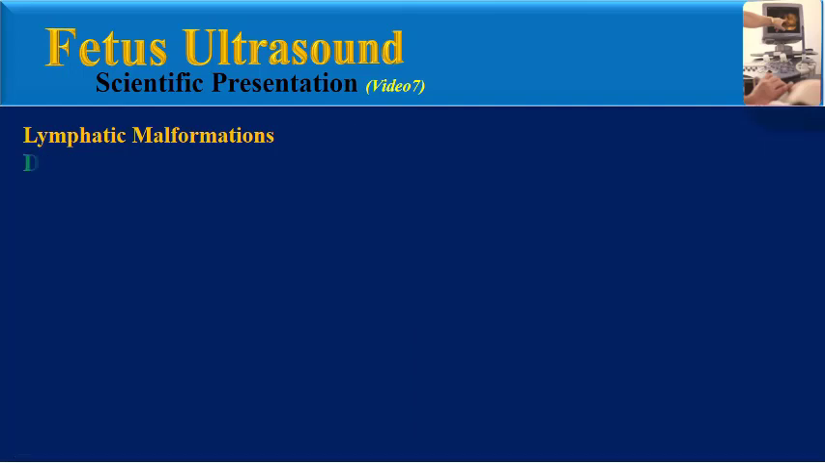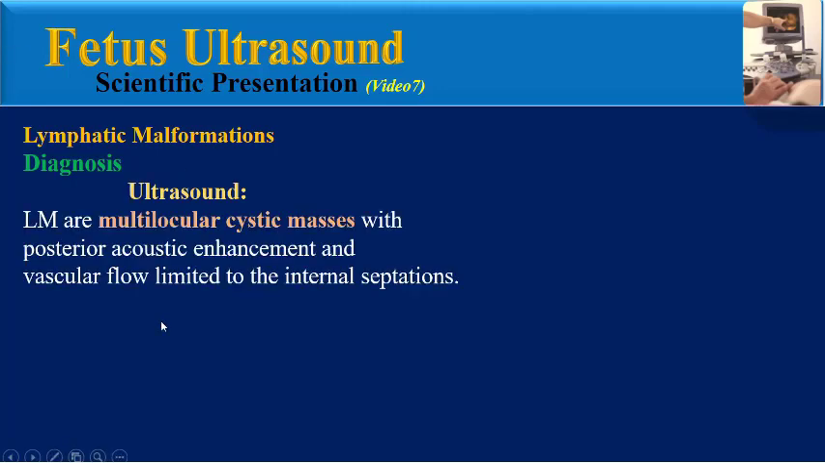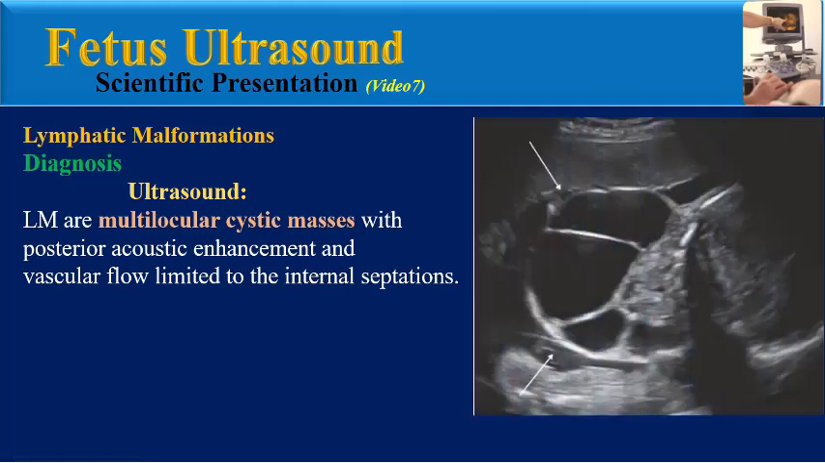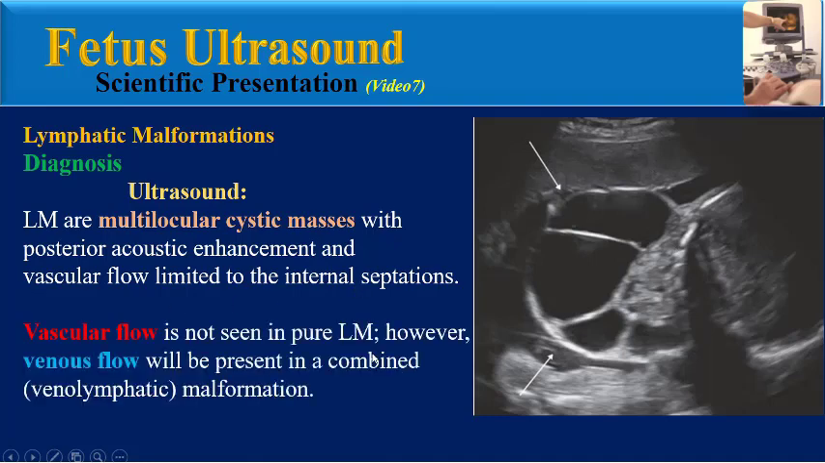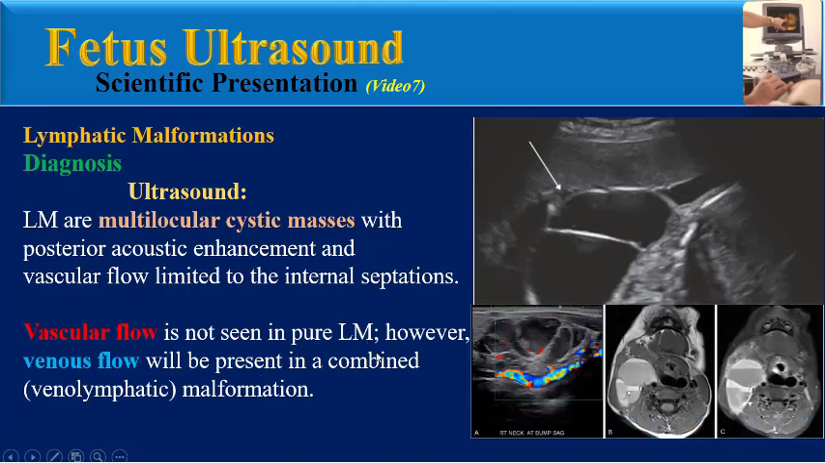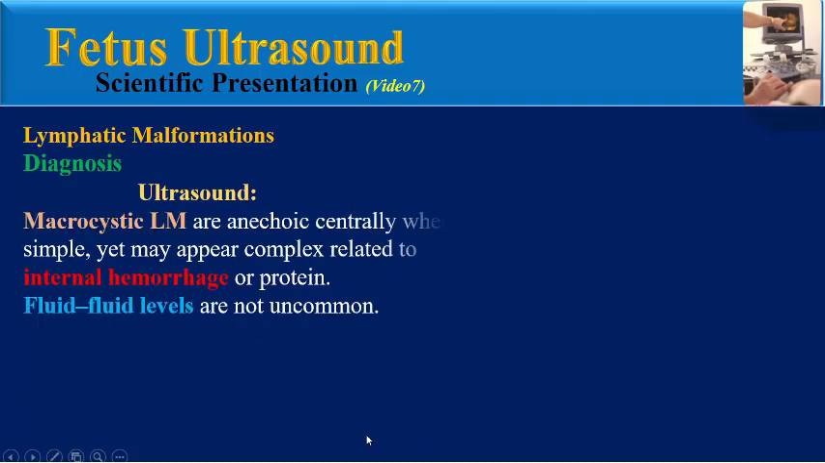What must we do for diagnosis of these malformations? Of course, the first and most important modality is fetal ultrasound. Malformations are multilocular cystic masses with posterior acoustic enhancement and vascular flow limited to the internal septations. Vascular flow is not seen in pure lymphatic malformation. However, venous flow will be present in a combined veno-lymphatic malformation.